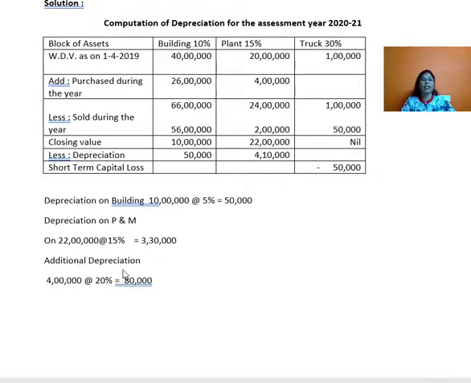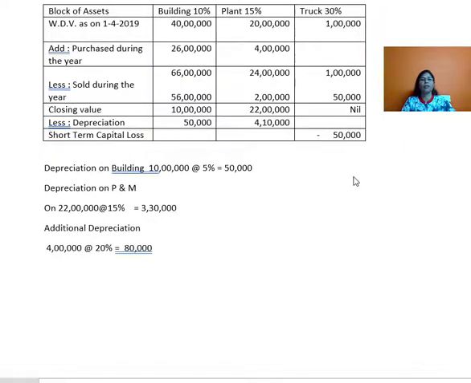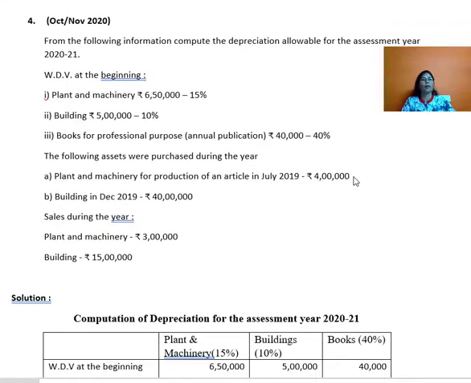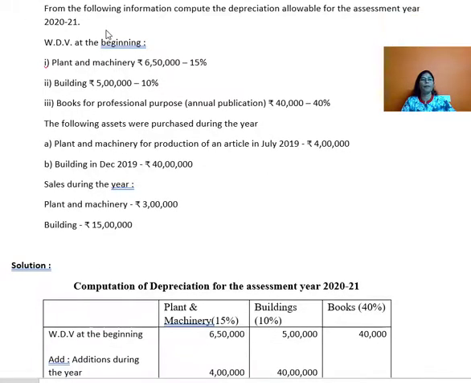But there is an additional depreciation for the plant which is purchased during the year, and that rate is 20%. So it comes to 80,000. So if you add this together, it comes to 4,10,000, and there is a short-term capital loss in case of truck, that is 50,000. So this is the problem which appeared in October-November 2020.